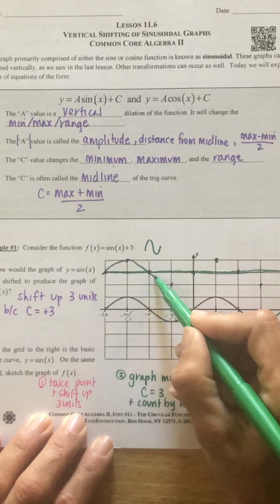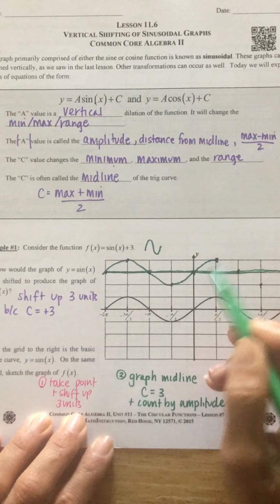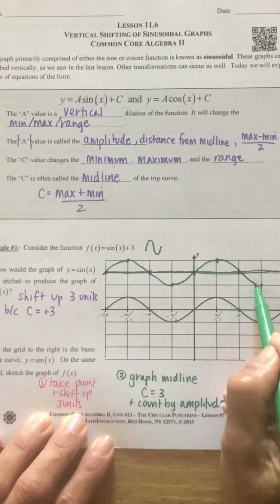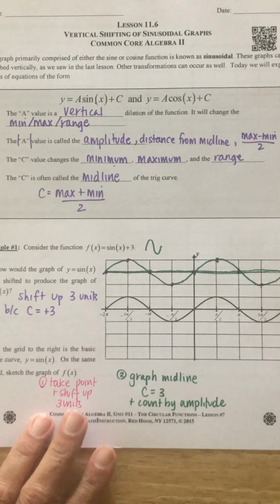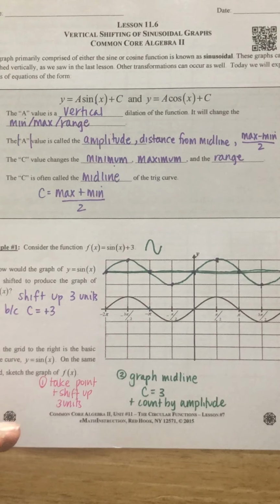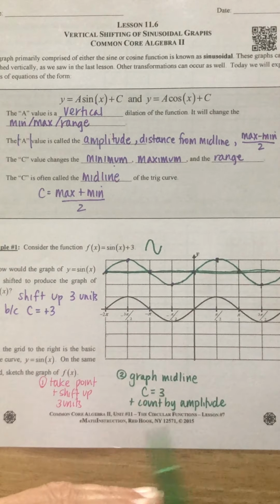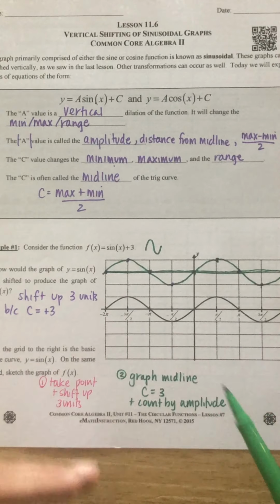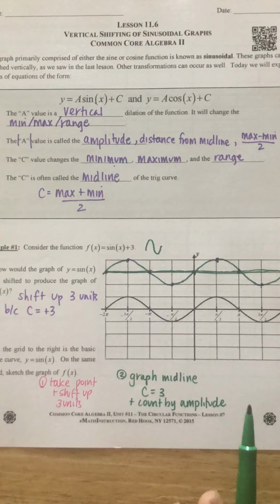So look what happens. All those points that we graphed in the beginning did fall on our curve because there were 2 approaches to it. When you don't have the original, I would do it like I did in green: graph the midline and count the amplitude. If I have the graph and I just have to shift it up 3 units, then maybe just counting up 3 vertically is not a bad idea as well. So that's up to you. We're going to move on to the next one.